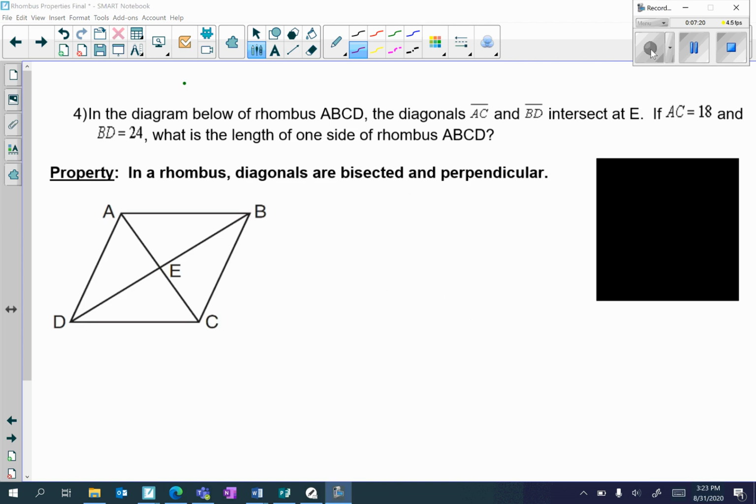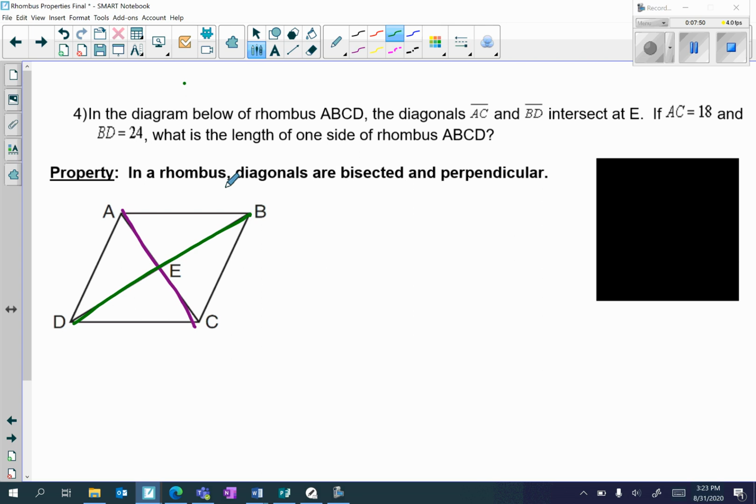And last, in the diagram below of rhombus ABCD, the diagonals AC and BD intersect at E. If AC is 18, so this whole length here is 18, and BD is 24, what is the length of one side of rhombus ABCD? Now remember, because all the sides are congruent, we just need to find any side of the rhombus.